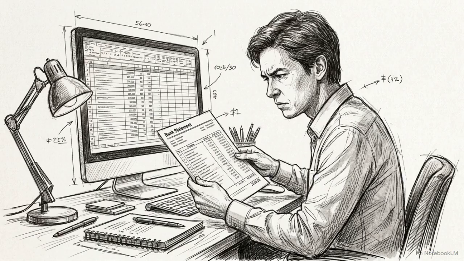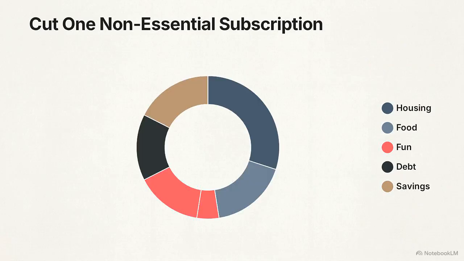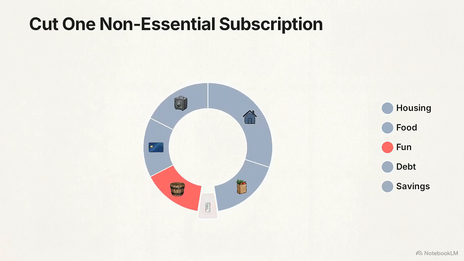Step 1 is the audit. You cannot fix a leak without knowing where it is. We need to track exactly what you spent over the last 30 days. This chart maps your expenses. Instead of agonizing over every receipt, divide your money into 5 broad buckets: housing, food, fun, debt, and savings. Looking closely at the fun category, your goal is to find one non-essential subscription and cancel it.